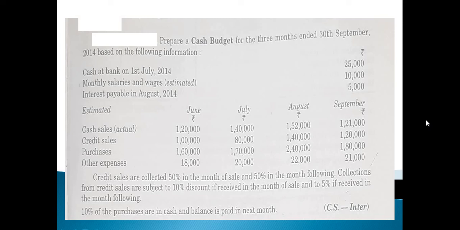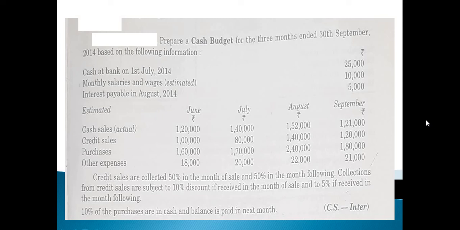So keep this in mind, 10% of the purchases are in cash. So if the purchase is made for rupees 1 lakh, 10% of rupees 1 lakh is being paid in that particular month itself, and the balance is being paid in the next month. That is for an example. Then the other payment that we have in this problem is the other expenses, which has been given according to the problem. So let us look at the working note for the payment for credit purchase.